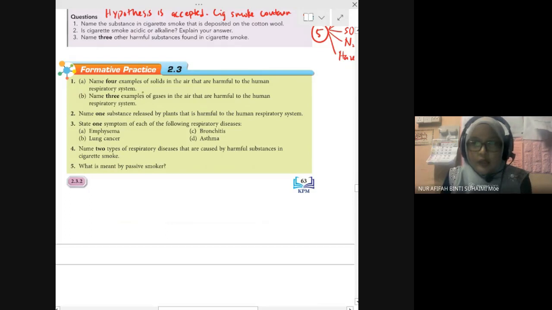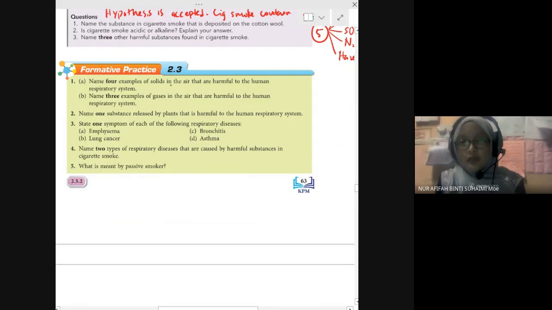Formative practice 2.3. Name for example of solids in the air that are harmful to the human respiratory system. So you write down all the harmful substance. Okay. Sulfur dioxide, nitrogen dioxide, haze, pollen, dust. Okay, 3 example of gases.